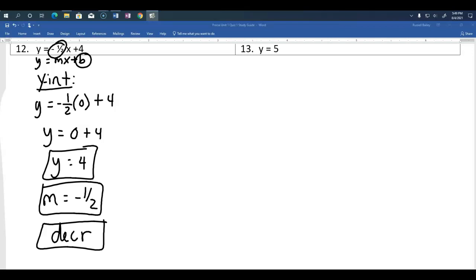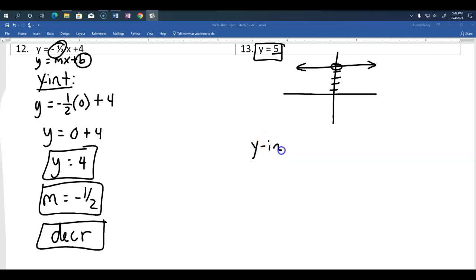Now in number 13 we talked about these kinds of lines. This is a horizontal line. It looks something like this. Functions like that, the y-intercept is going to be the number that they give you. So in this case my y-intercept is 5. That's where it touches the y-axis. But a horizontal line like that, when there's no x present, those have a slope of 0. And then finally, since the slope is 0, that means that this function would be constant.